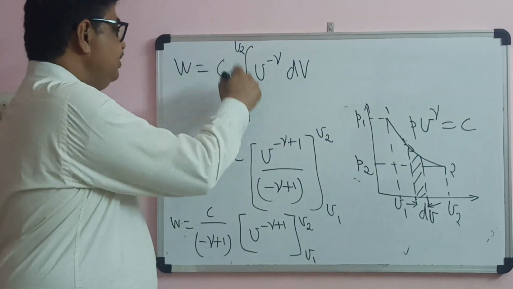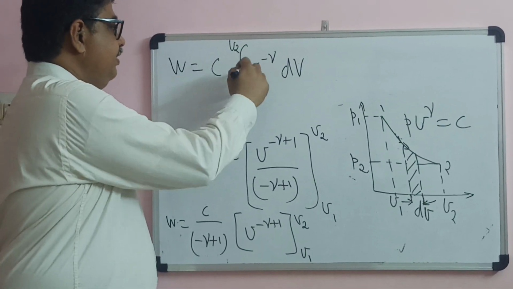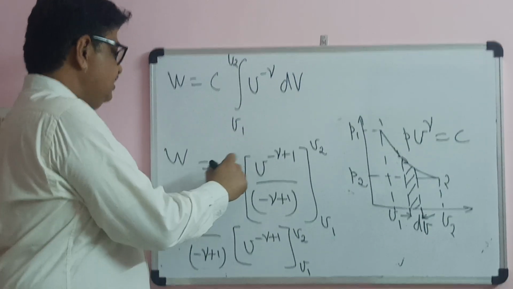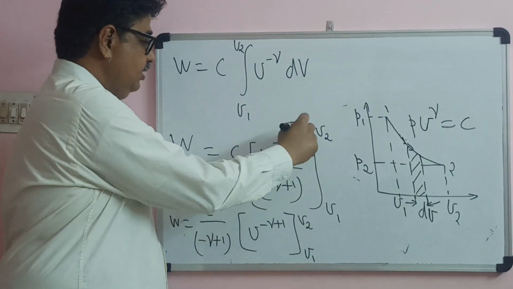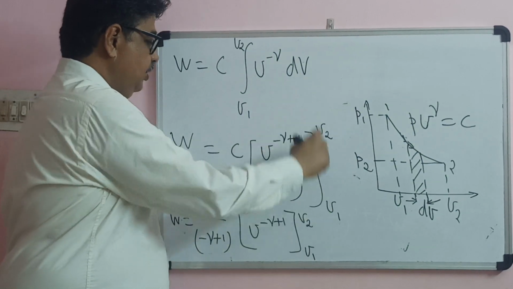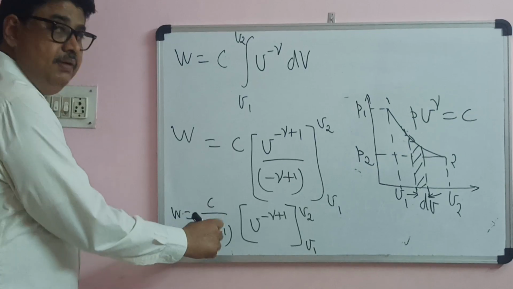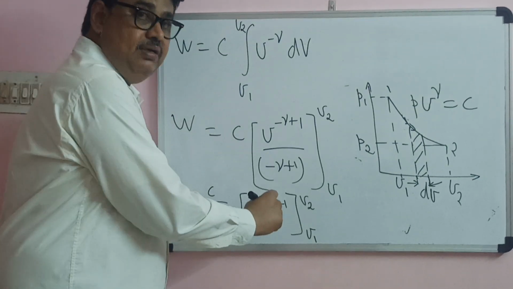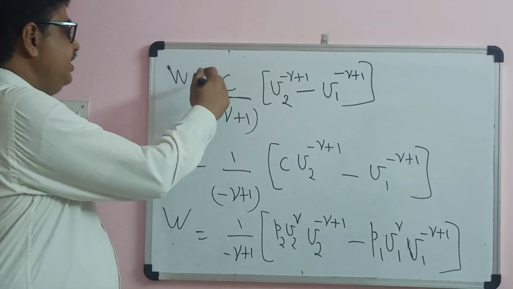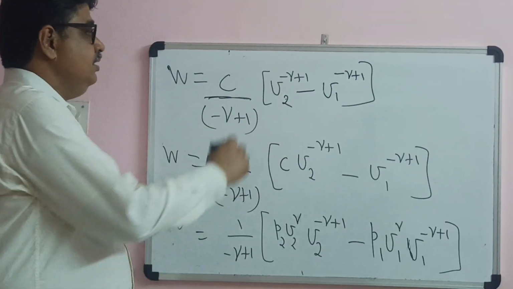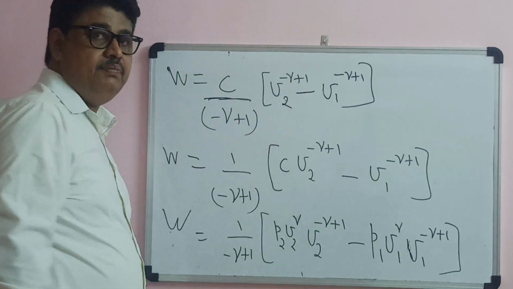Then it is equal to C into integral V1 to V2 V power minus gamma dV. C into V power minus gamma plus 1 divided by minus gamma plus 1, right? From V1 to V2. So W equal to C divided by minus gamma plus 1 into V power minus gamma plus 1 from V1 to V2. Work done is equal to C divided by minus gamma plus 1 into V2 power minus gamma plus 1 minus V1 power minus gamma plus 1.